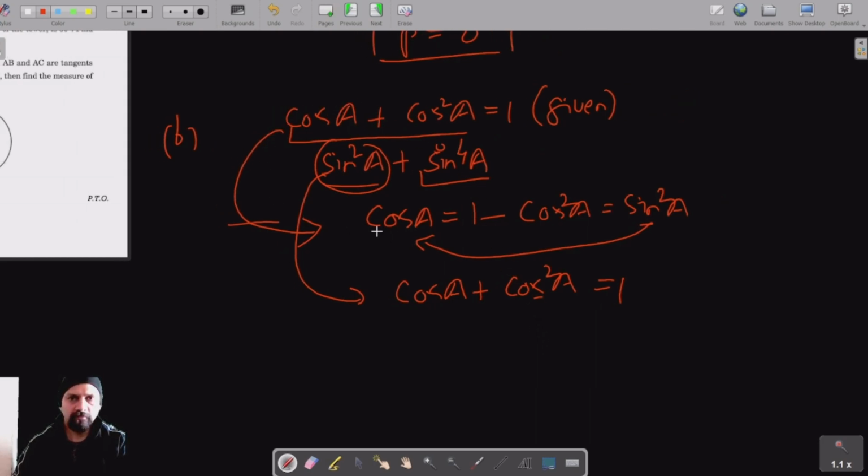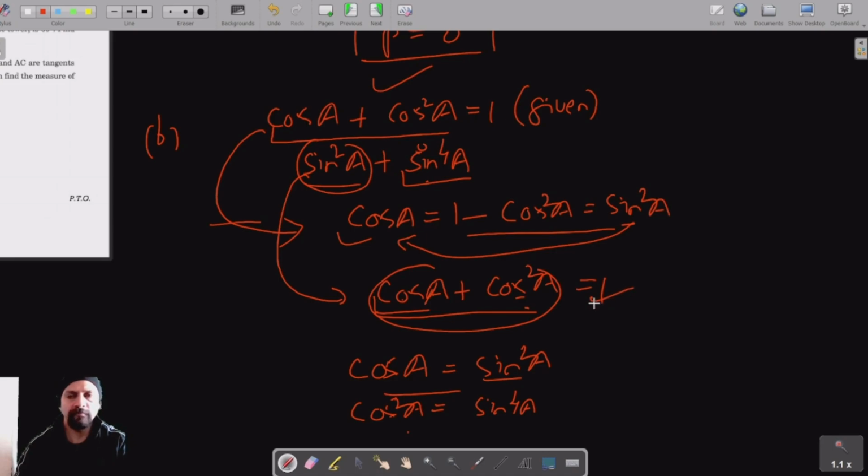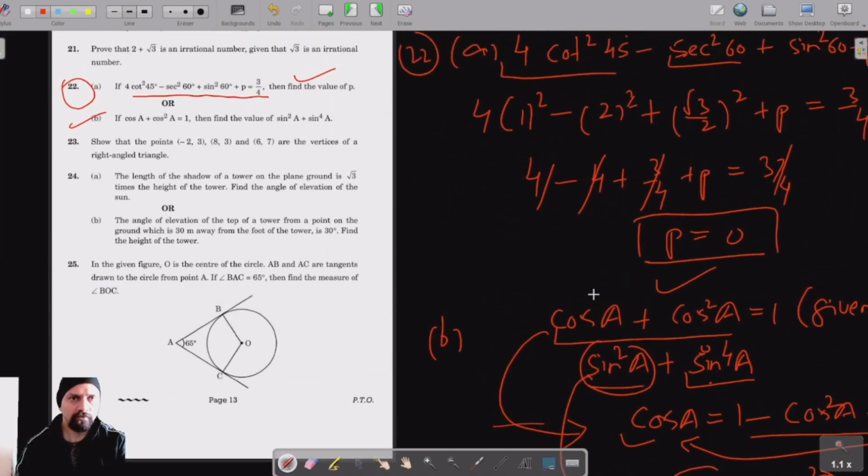So from here we find out that cos A is equal to 1 minus cos square A, which is equal to sine square A. So cos A is equal to sine square A, and cos square A will be equal to sine raised power 4 A. So just replace the values. Sine square A is cos A, and sine raised power 4 A is cos square A. So this becomes cos A plus cos square A, and this value is given to us, which is 1. So this solves our question number 22.